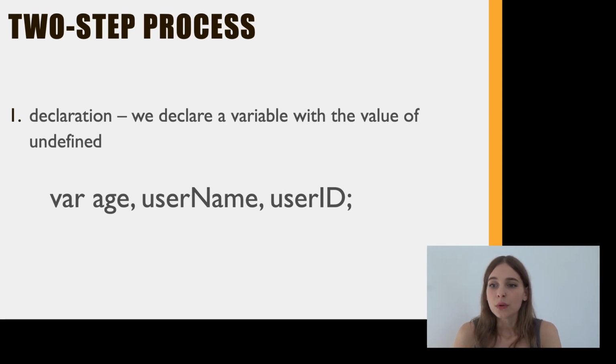So how do we create a variable? It's a two-step process, and the first step is a declaration. We declare our variable, and we either give it a value or the variable will automatically get a value of undefined by JS. So for instance, we have a variable age, and after a comma we can create many variables. We don't need to put the keyword var every time. It's enough if we put just one var, then age, and then after a comma another name for a variable, username or user ID. It's all good.